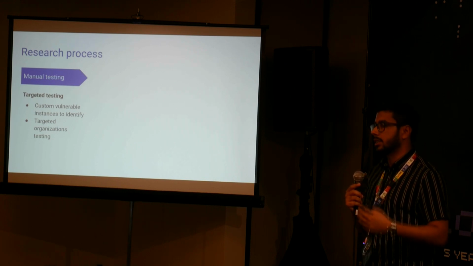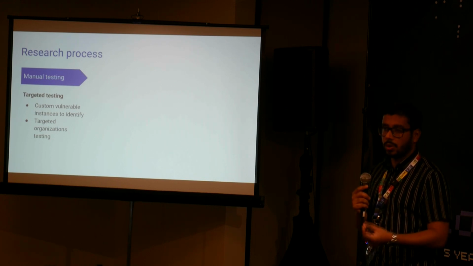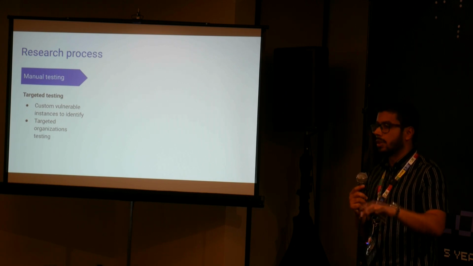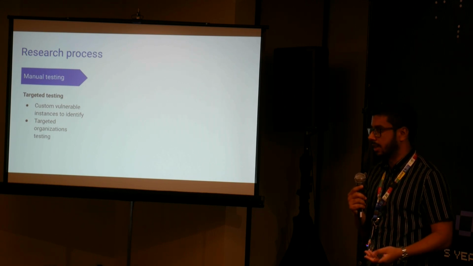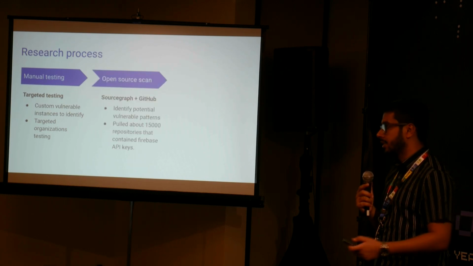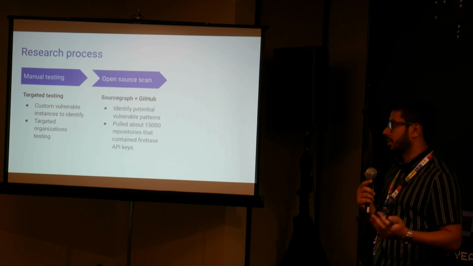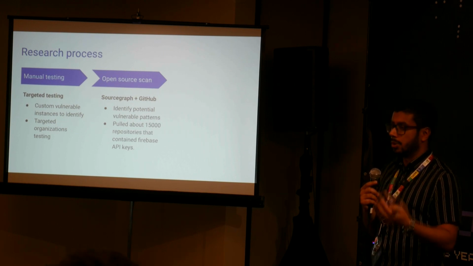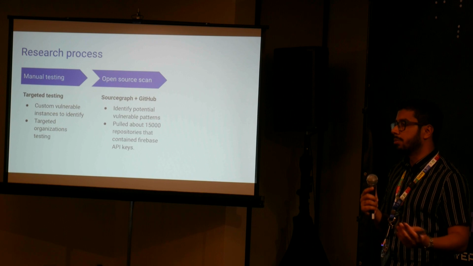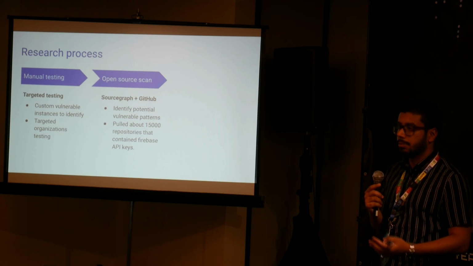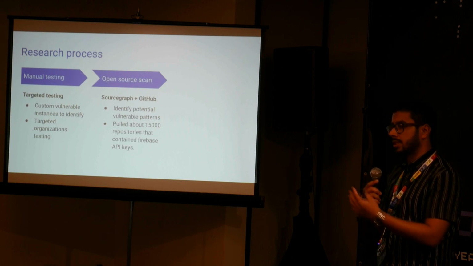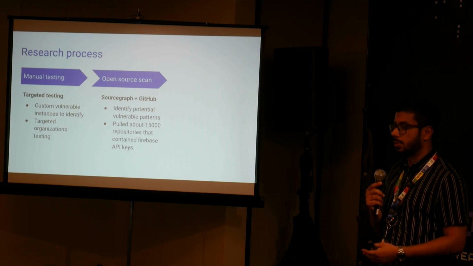We created some vulnerable examples and targeted specific organizations that we knew used Firebase, so we could take it to a real-life scenario and go from there for example cases. And then our second step was to look through Sourcegraph, which basically indexes a lot of GitHub repos, especially popular ones or ones that have a lot of activity. From there, we pulled about 15 to 20,000 repos, looking through them to find Firebase API keys. We'll see a couple of stats on those at the end of the presentation as well.